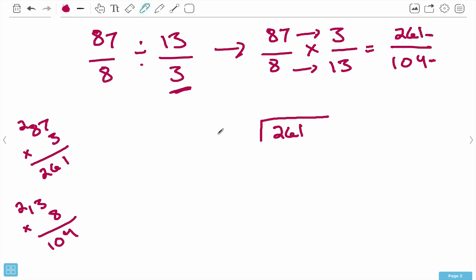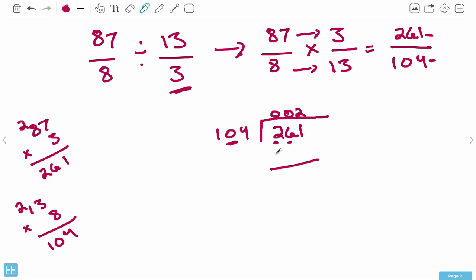We'll do 261 divided by 104. So 104 can't go into 2, so we'll put a 0. And 104 can't go into 26, so we'll put a 0. But 104 can go into 261, and it can go in there 2 times. So 261 minus 104, or I'm sorry, minus 208. Sorry, let me erase that. I got everything all confused. So 104 times 2 is now 208.